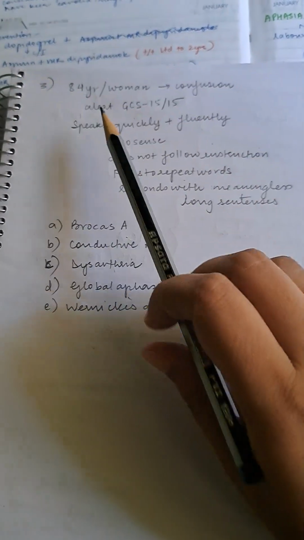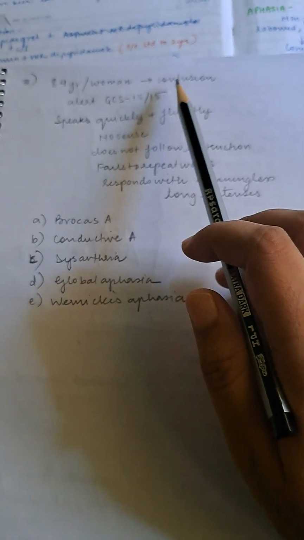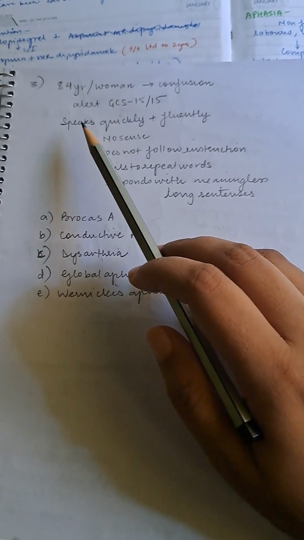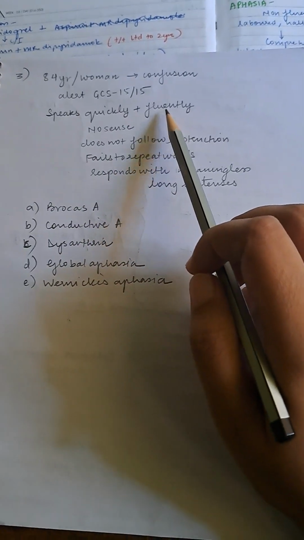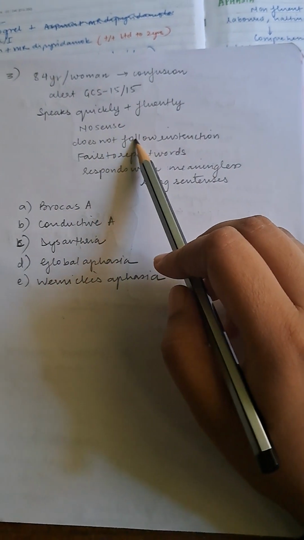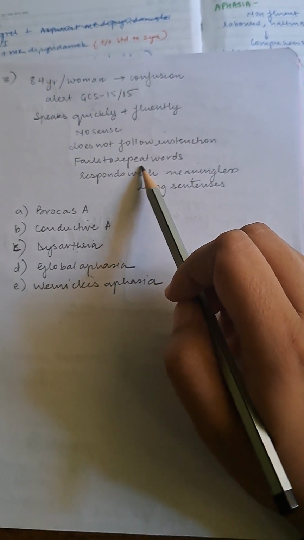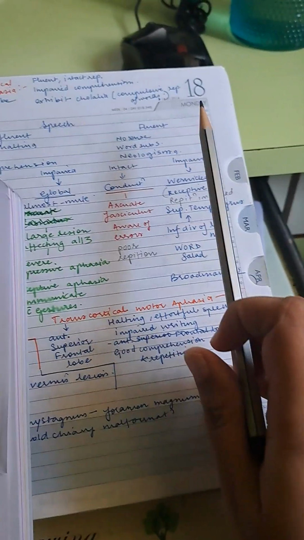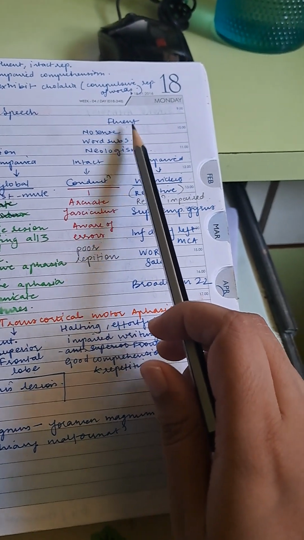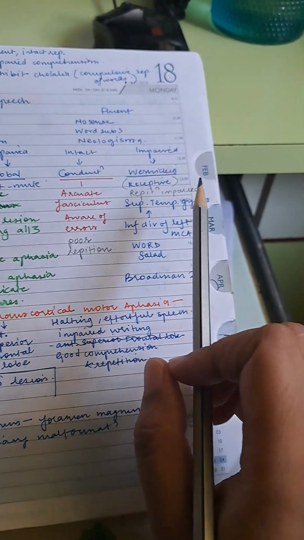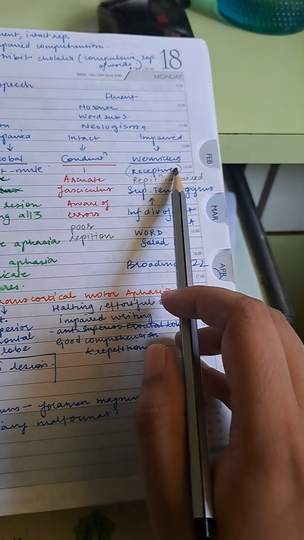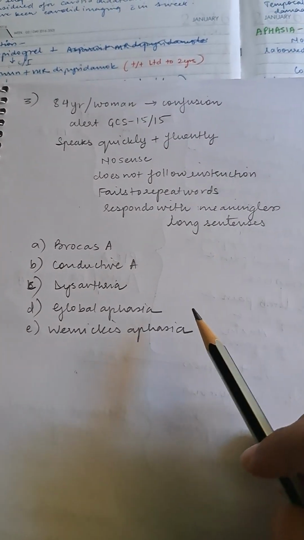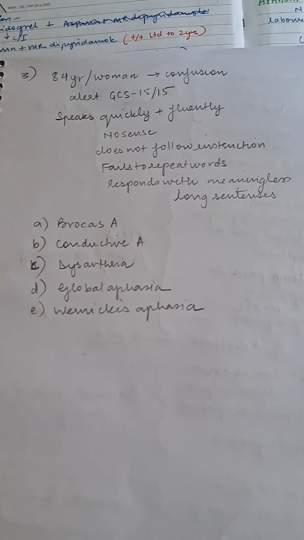Again, one more example. An 84-year-old woman comes with confusion. She is alert. Her Glasgow Coma Scale is 15/15. She speaks quickly and fluently, but does not make any sense, does not follow instructions, fails to repeat words, responds with meaningless and long sentences. So this might be fluent speech, okay? Comprehension is impaired. Repetition is also impaired. So this might be Wernicke's aphasia. So the lesion is in the superior temporal gyrus and this woman is suffering from Wernicke's aphasia. So that's it.